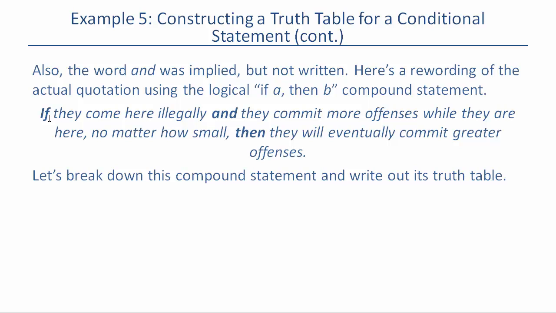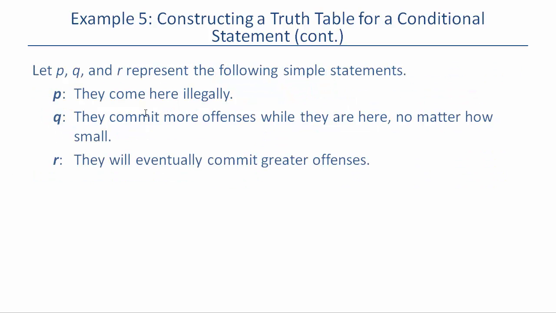So we know we're going to have a conjunction and an if-then. So we're going to let P be the first statement: they come here illegally. We're going to let Q be the next statement: they commit more offenses while they are here, no matter how small. And then we're going to let R be the final statement: they will eventually commit greater offenses.